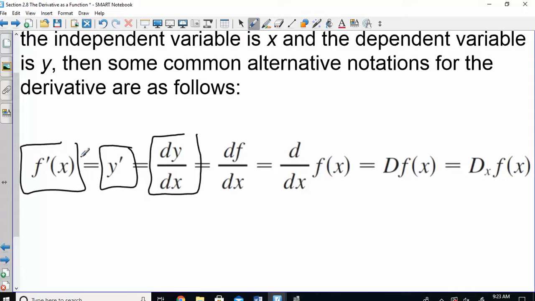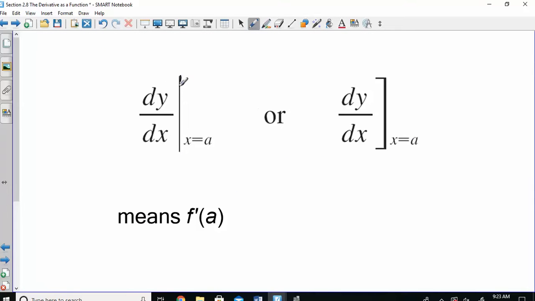When we're using the dy dx notation, sometimes you'll see dy dx, a vertical bar, and then x equals a number. And so that means when you get to the end, you're going to plug that number in for your x. So it's just like saying, find f prime of 1. I might say find dy dx, then vertical line x equals 1. So it's just telling you you're going to plug a number in for your x at the end. So your answer will be a number, not a formula.